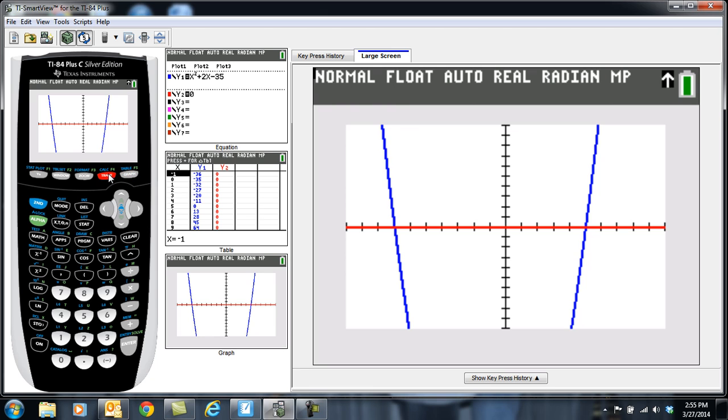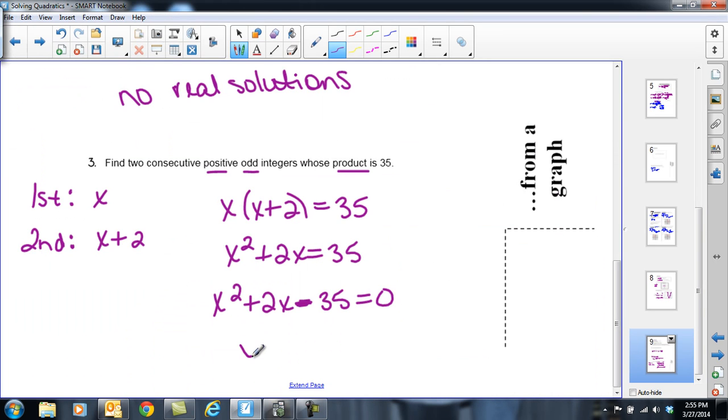So I'm going to go second trace, 5 for the intersection, hit enter twice, and you want this one over here on the right. So arrow over to the right because that's the positive one. And then hit enter. And it tells me that that is at 5. And so that tells me that one of my integers is 5. My other integer, the x plus 2 one, is going to be 7 because 5 plus 2 is 7.